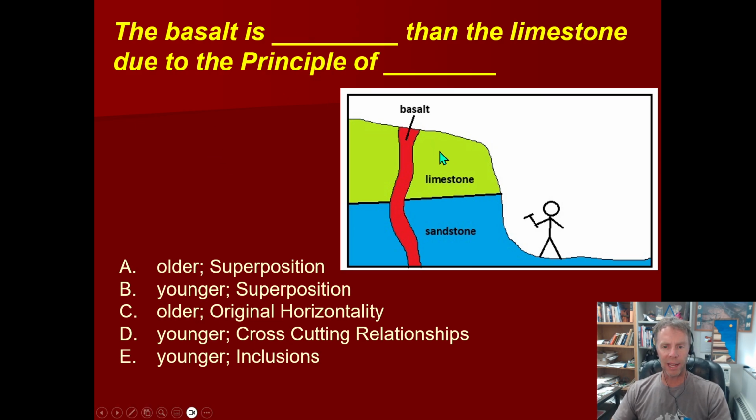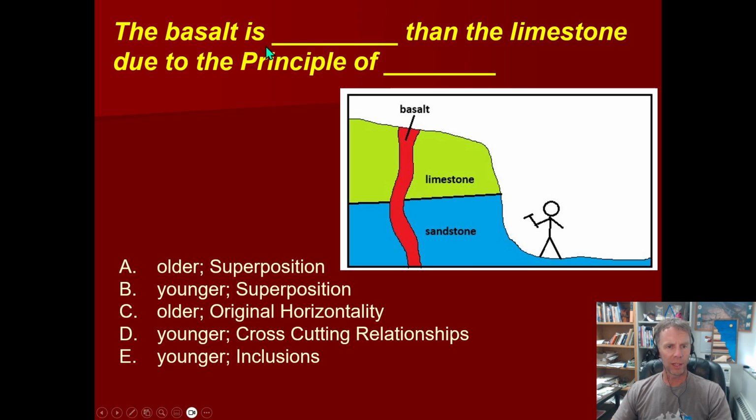So here we have a diagram, a little person with their rock hammer, a bed of sandstone, a bed of limestone, very simple, and these are cut by an intrusion of basalt. The question here is you have to figure out the younger and older part of the equation and then which principle you're using. So go ahead and pause the video if you need a little bit more time.